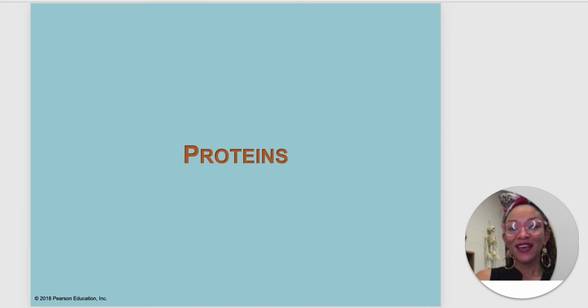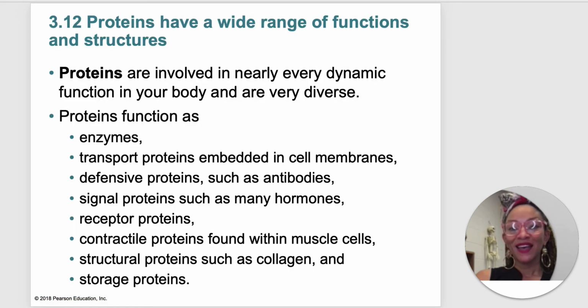All right, so next let's go on to proteins. So proteins have a very wide range of functions and structures. So proteins are involved in nearly every function in our body, and they are very diverse. So proteins can be enzymes. So enzymes are something known as catalysts. They help to speed up reactions in our bodies. Oops, this will be A, catalysts.